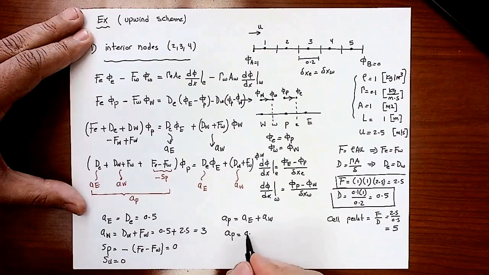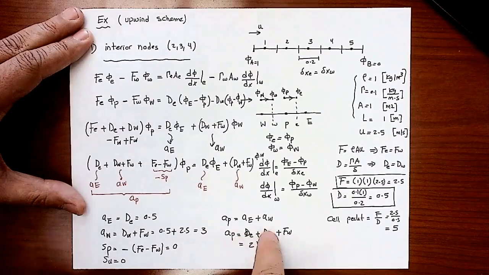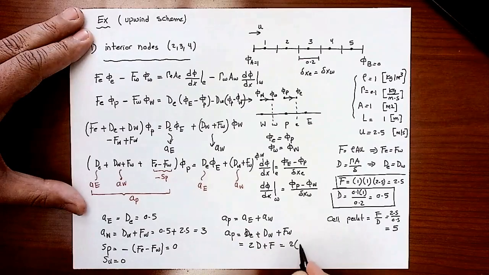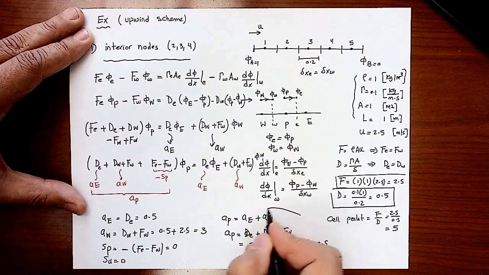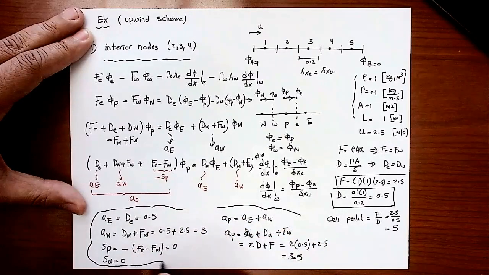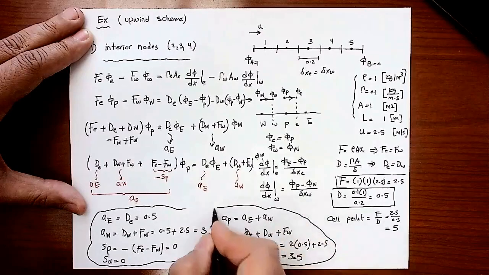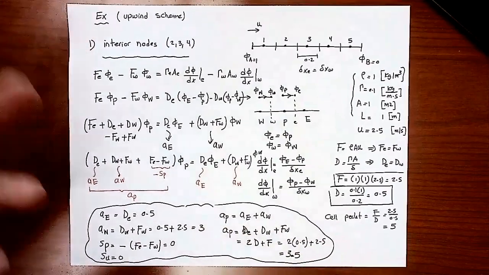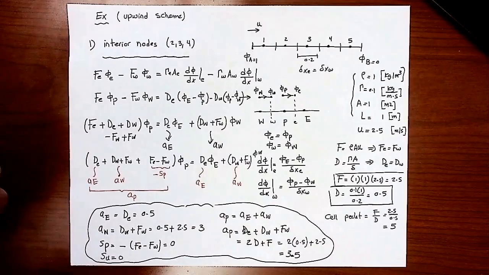Let's add them. So it's going to be D east plus D west plus F west, which is simply 2D plus F, right? Because D east and D west are the same. So numerically it will be 2 times 0.5 plus 2.5. So that's going to give me 1, that will give me a total of 3.5. So these are the coefficients for the interior nodes, right? That's for nodes 2, 3, and 4.